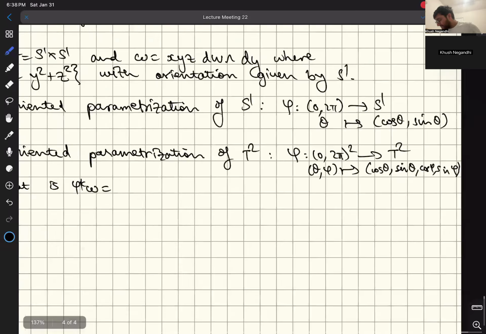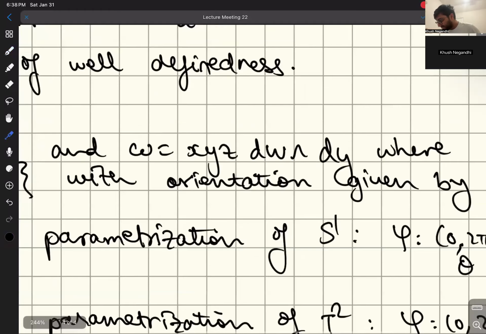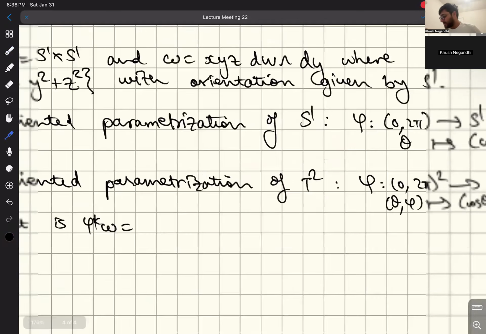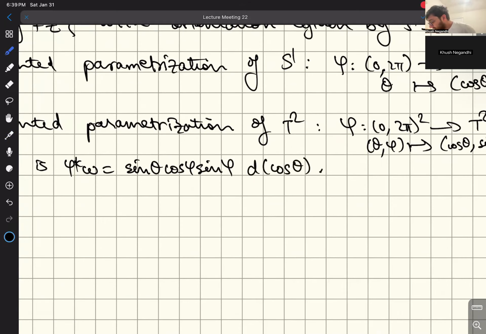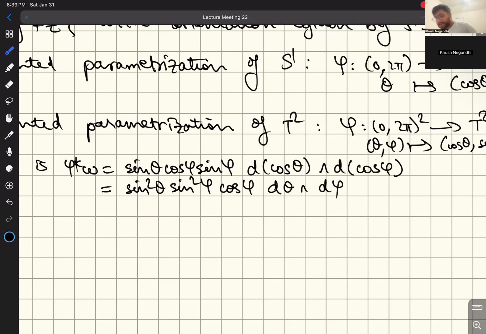And you can check really easily that the pullback of omega basically just puts in the x coordinate, y coordinate, z coordinate, and then takes the derivative of the w coordinate and the derivative of the y coordinate. So what you end up with is nothing but sine theta cos phi sine phi d of cosine theta wedge d of sine phi. And then this comes out to sine squared theta sine squared phi cos phi d theta wedge d phi.